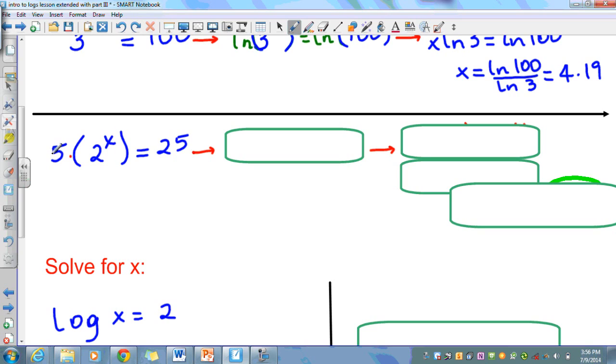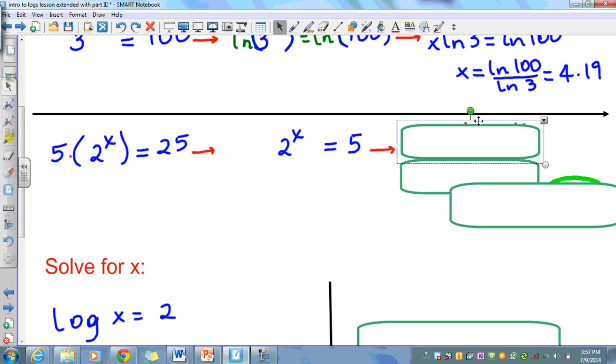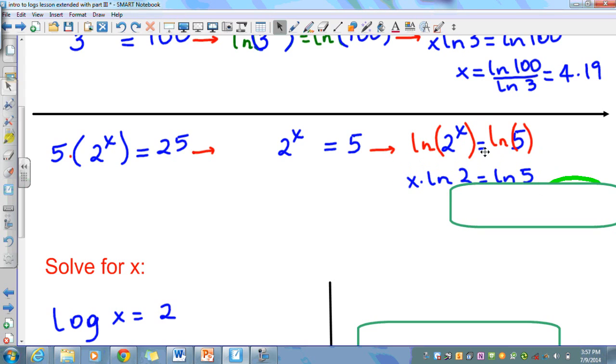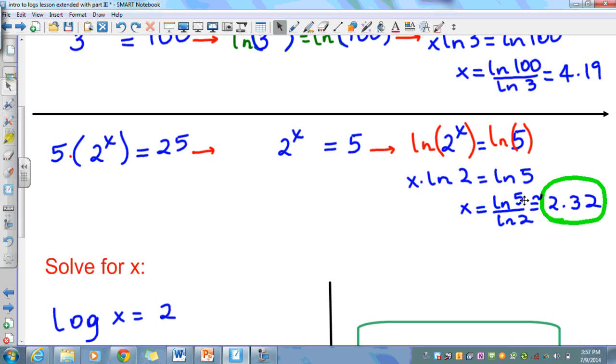So let's first get rid of the 5 by dividing both sides by 5. So divide both sides of the equation by 5, and we're going to have 2 to the x equals 25 over 5. In other words, 2 to the x equals 5. And now you could go ahead and apply natural log to both sides, which I did, and again bring the x down. So now we have x times natural log of 2 equals natural log of 5. And do you see the last step, which will be simply dividing both sides by ln 2. And there we have our answer.